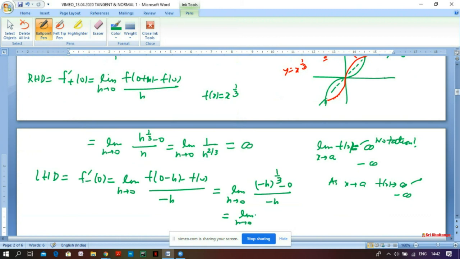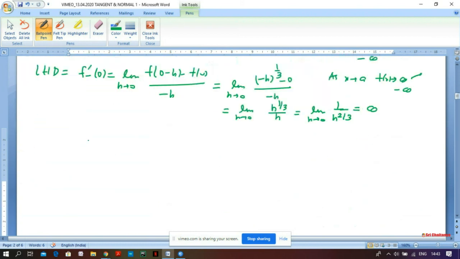Minus comes out, this is 1 over 3. So this is limit h tends to 0, h over (1 over 3) over h. This still is limit h tends to 0, 1 over h to the power 2/3. As before, this also gives you infinity. It means that on left and right, f prime plus 0 and f prime negative 0, this is infinity, this also is infinity. This is the right hand derivative and the left hand derivative.